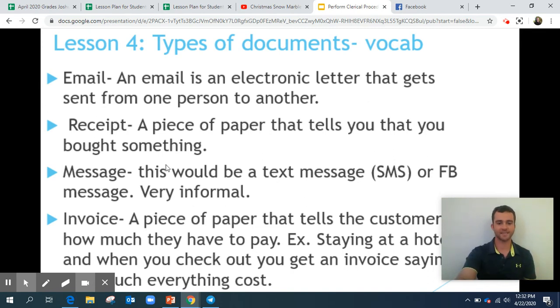Next, we talk about message. When we talk about message, we're talking about text message, or you guys might use the word SMS or Facebook message. It's very informal. Hey, how's it going? How are you doing? Maybe you gossip.